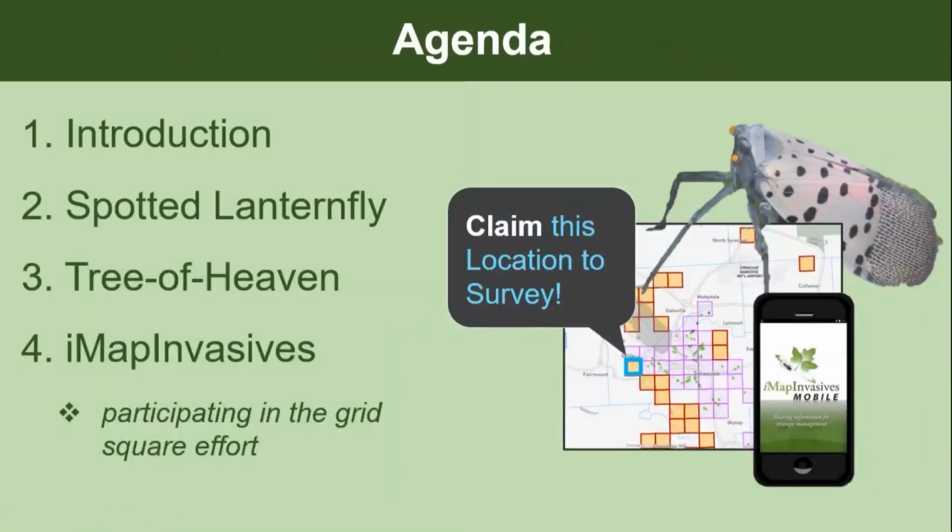And so we've broken it up today into, I'm going to give some introduction. Tom is going to then talk about how to identify spotted lanternfly and tree of heaven. And then I'm going to come back and talk about iMapInvasives and how to participate in our grid square effort.